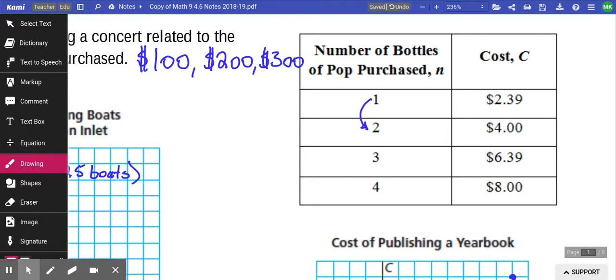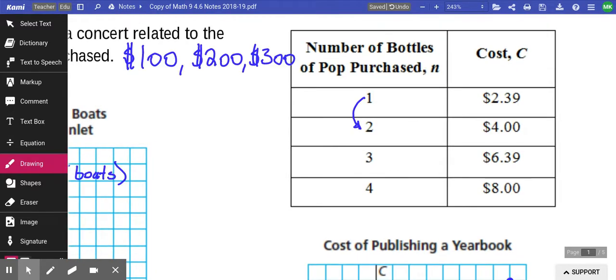I can't go to a store and buy one and then a little bit of a pop. I have to make that whole jump up. And because I'm doing that whole jump up, it's then causing me to have entire jumps in my Y's as well. That's discrete data. It jumps.